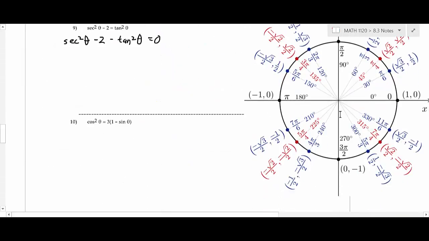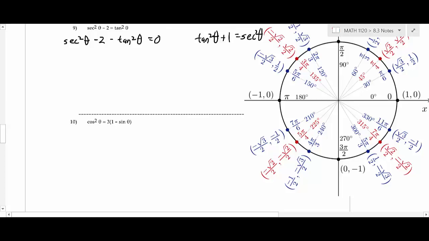Now, you have an identity with a secant squared and a tangent squared, right? If you don't know it, you want to look it up. So I'm going to write that identity down. The identity goes like this: tangent squared theta plus 1 is equal to the secant squared theta. That's a helpful identity that we've learned before.